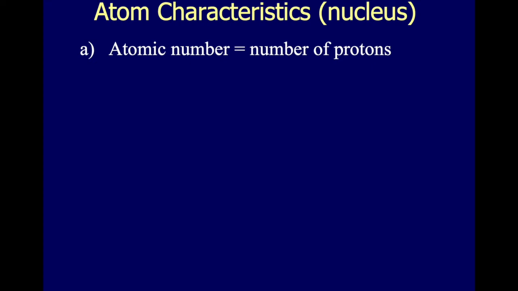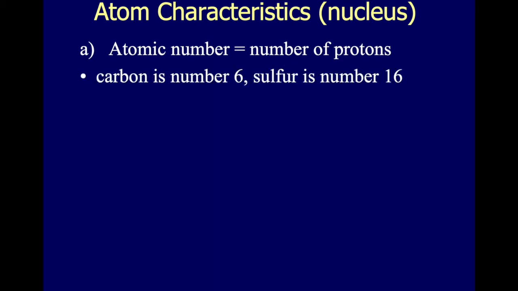Hydrogen has 1. Oxygen has 8. Sulfur has 16, and we go on from there. Phosphorus has 15, potassium has 19. I'm just pulling these out of my memory, so I hope they're all correct. Therefore, as I said, carbon's number 6, sulfur is number 16.